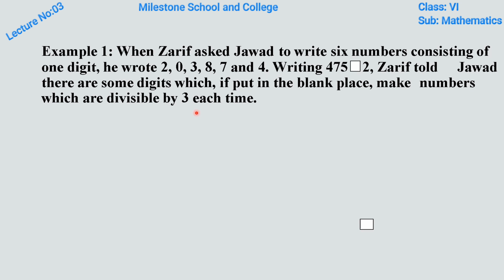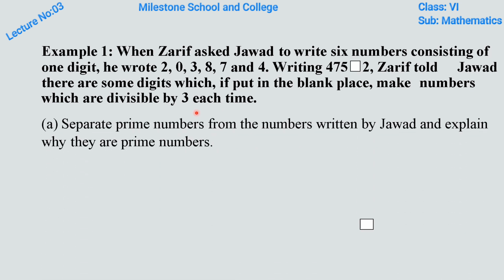Then the question, let us see the question. The first question is, separate prime numbers from the numbers written by Jawad and explain why they are prime numbers. So my dear students, that is the question. In here he wrote 2, 0, 3, 8, 7 and 4. We have to find out the prime numbers from these numbers.